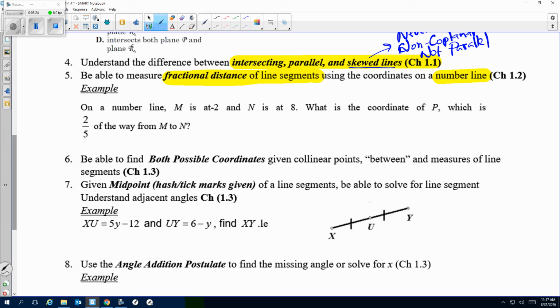If no number line is given to you, I think on the test there is one, but I can't remember. Draw your number line, add your coordinates. So we have -2 and 8, and that was M and N. To get to my coordinate P, you have to know the length. That's why this is the line segment. You have to know the segment MN, the distance between them.